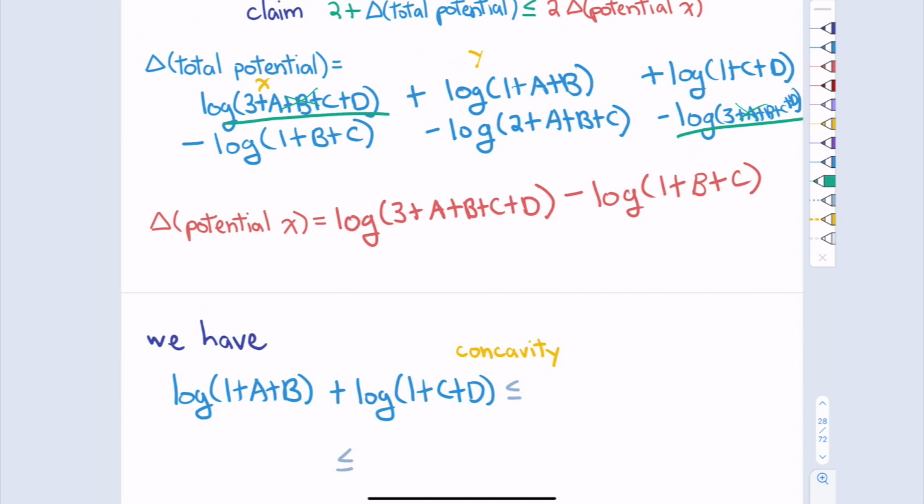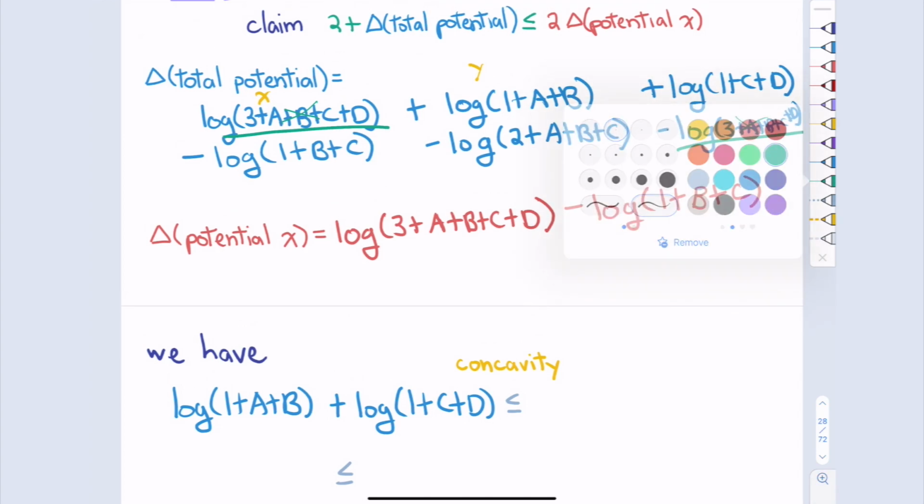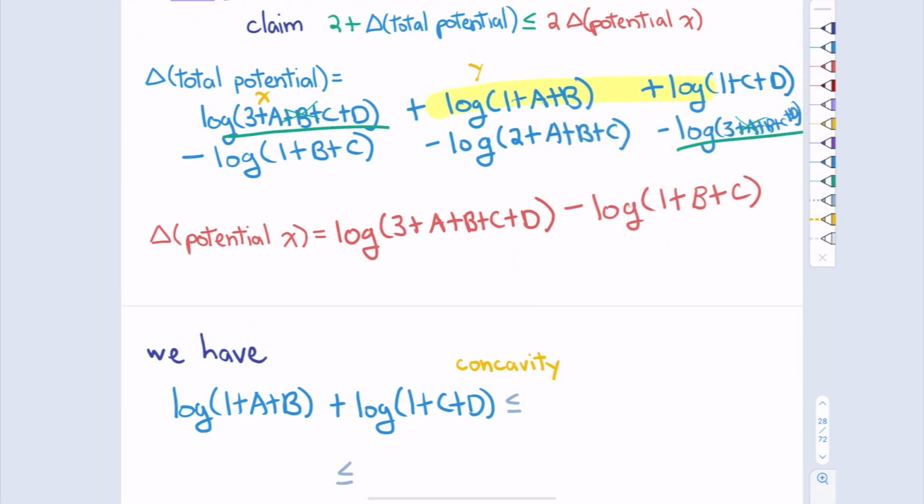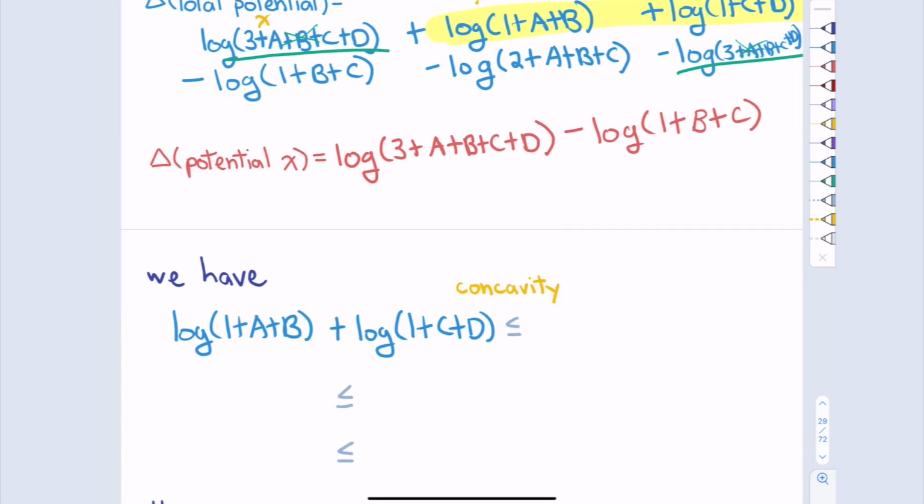Okay, so the first thing we're going to do is look at this part, which will be a little bit analytical, so we'll back out in a moment, but I should at least do the calculations once. This is maybe the one part that's hard to guess: how to deal with log of 1 plus a plus b, and log of 1 plus c plus d. And here we're going to use the fact that log is a concave function.